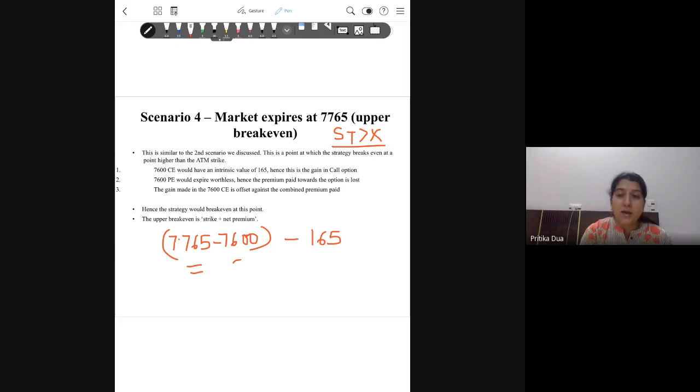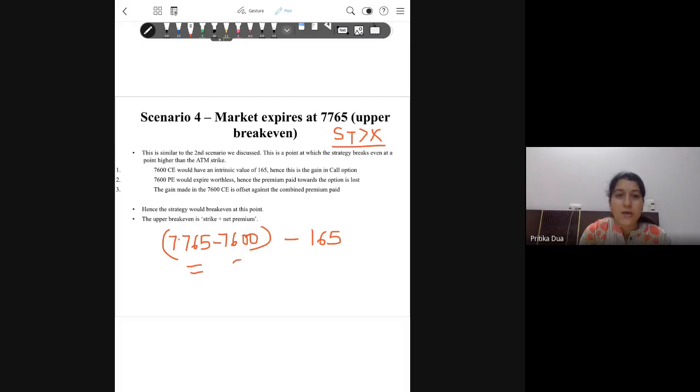तो दो पॉइंट्स पे आपका ब्रेक इवन आया है. वन, when the spot rate in the market was lower than the exercise price by the amount of premium. So 7600 minus 165, and second is when the spot rate in the market is higher than the exercise price by the amount of premium, 7600 plus 165. तो इस रेट पर भी आपका जो नेट पे ऑफ है दैट विल बी 0.